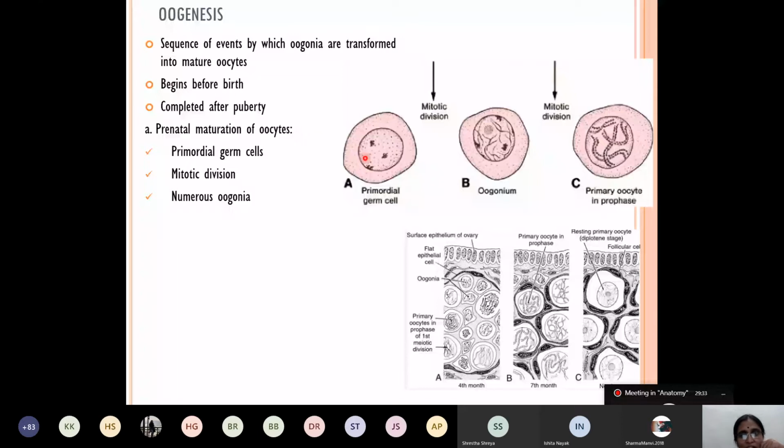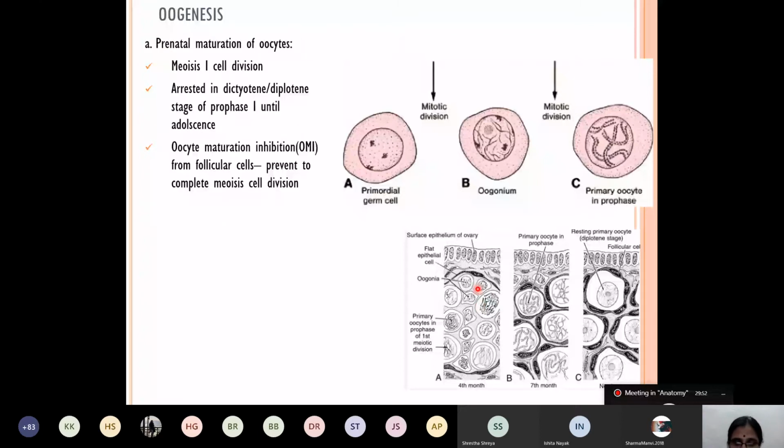These oogonia undergo mitotic division and give rise to several oogonia. The oogonia lie here in the stroma of the developing ovary. Here you can see the oogonia is first covered by flattened follicular cells, forming the primordial follicle. Then the flattened follicular cells are converted into simple cuboidal cells, giving rise to the primary follicle.